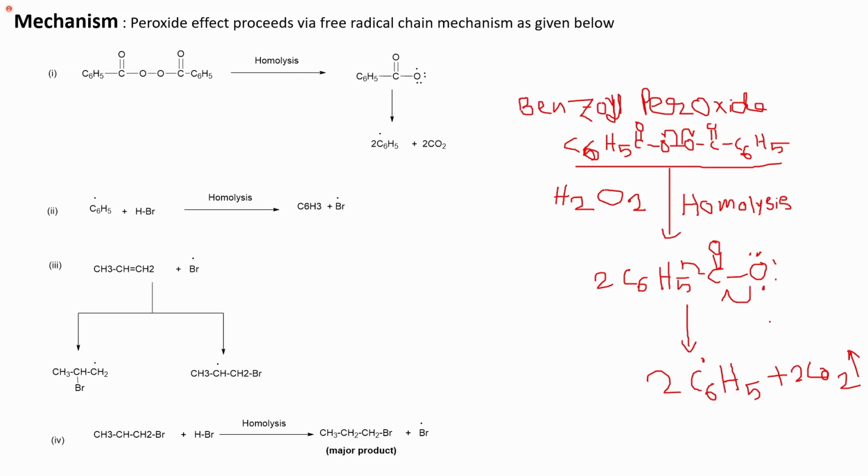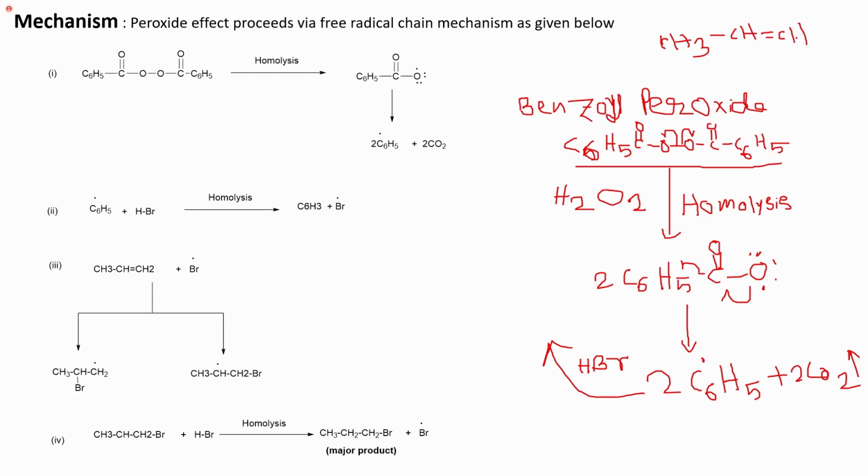Now this radical, in the presence of HBr, what will happen? We know that the C6H5 radical, in the presence of HBr, as we are doing the HBr addition, and we have propene. Propene is CH3, then CH, then double bond CH2.